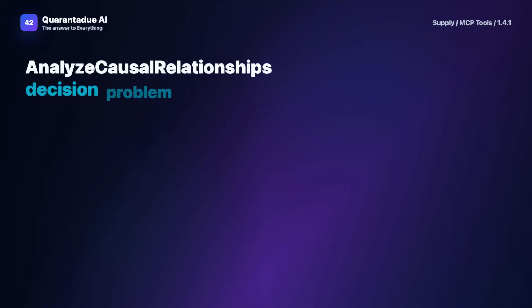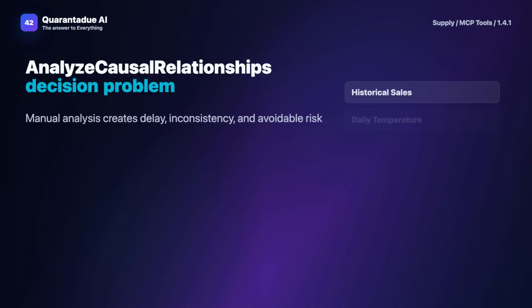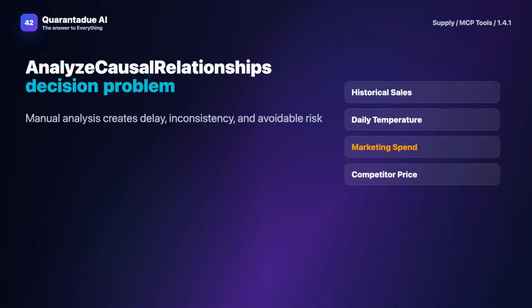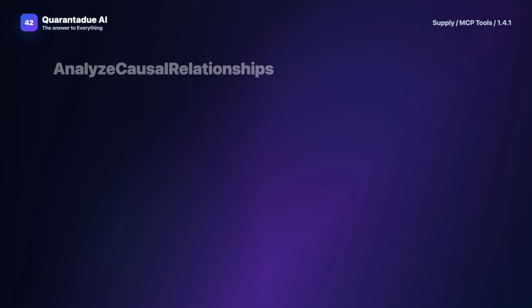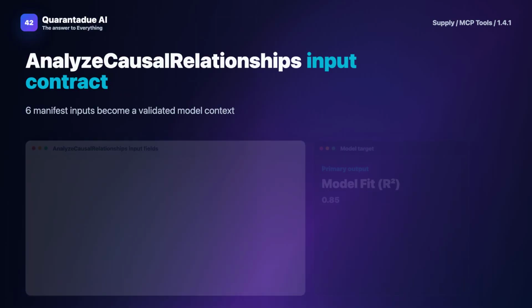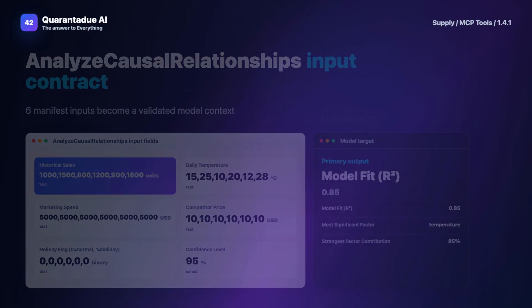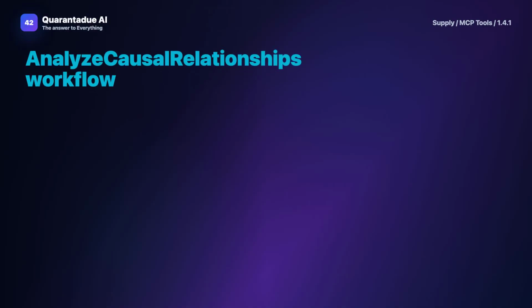Analyze Causal Relationships narrows that process into a repeatable model so teams can compare cases without rebuilding the logic each time. Analyze Causal Relationships starts with a defined input contract. Typical inputs include historical sales, daily temperature, marketing spend, competitor price, and holiday flag (0 for normal, 1 for holiday). Keeping these fields explicit reduces ambiguity and makes every run easier to audit.